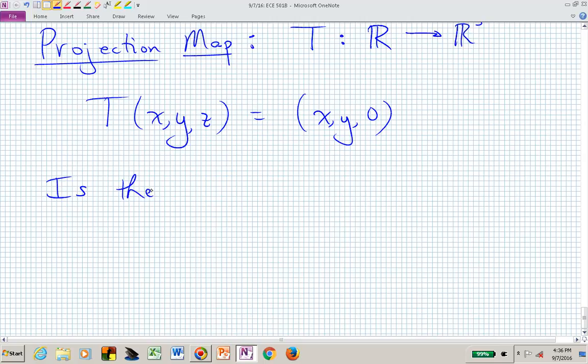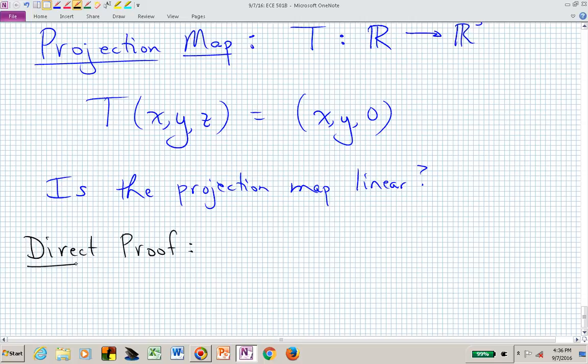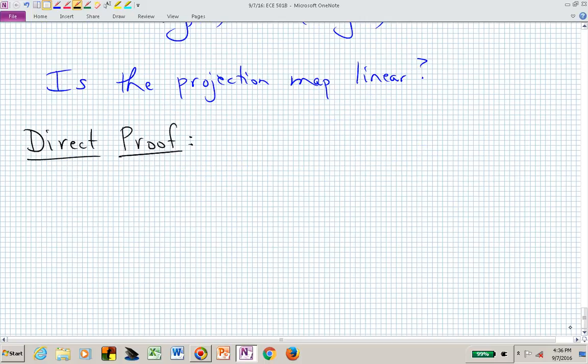But you might say, is the projection map a linear map? Is it linear? We have a lot of different ways of showing things or demonstrating or verifying. If we simply apply a direct proof, then we need to show that additivity and homogeneity are satisfied.